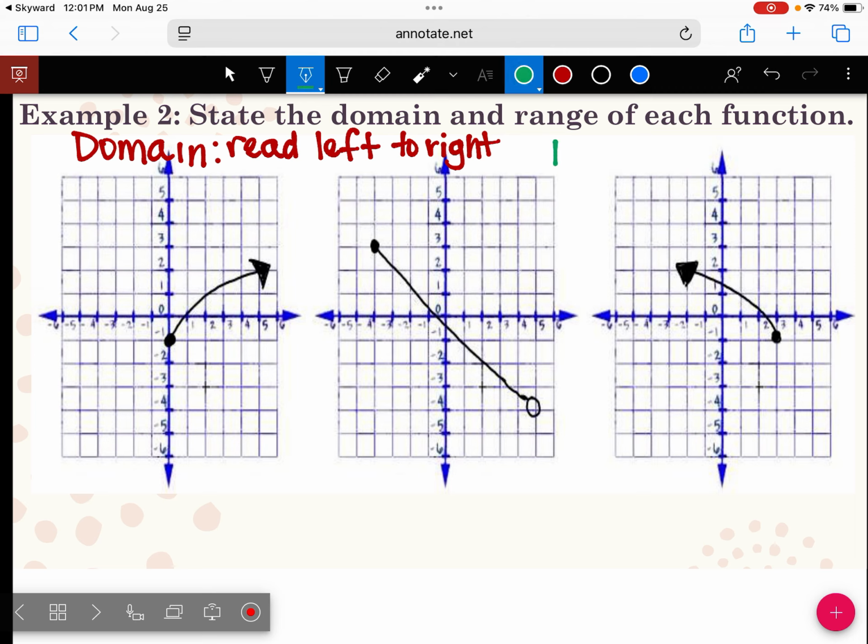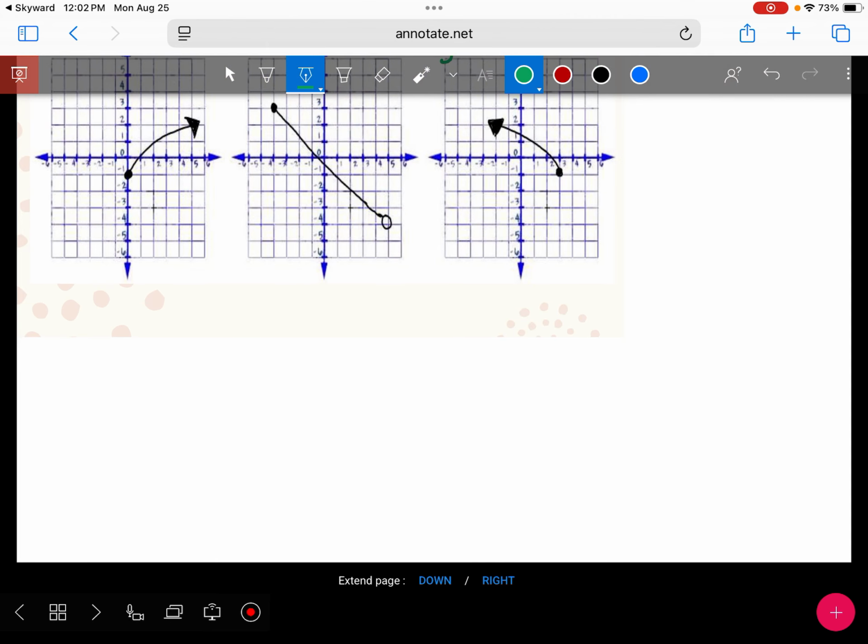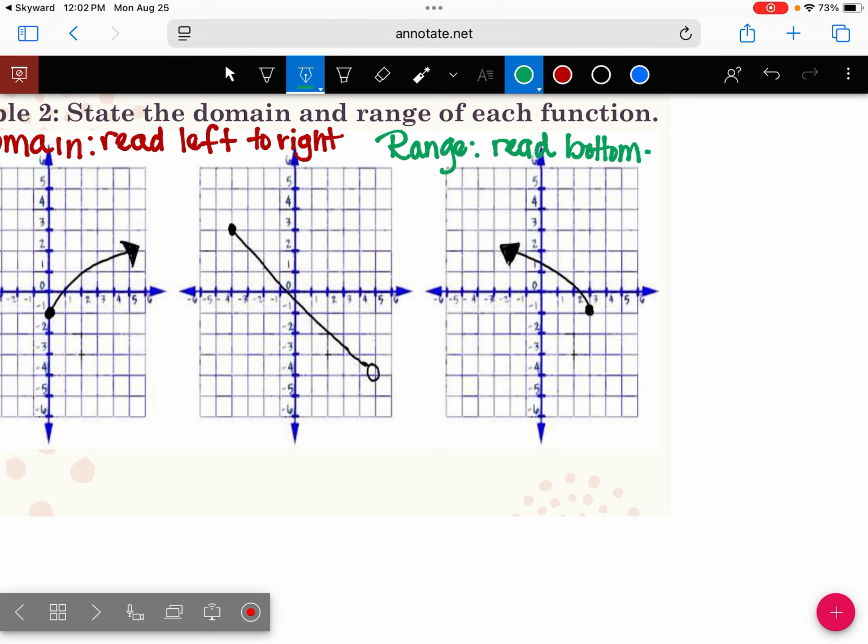But for a range, for the range, we're going to read that bottom up, or bottom to the top. Hold on. So that is how we're going to read our graph. So I'll give you a moment and then I'm going to show you with the meter stick how you should hold your pencil when you see this on the quiz next week.